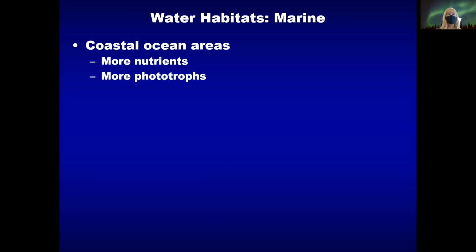So definitely more nutrients. Along the coastal area, you also see high populations of photosynthetic organisms, and just in general, more of everything, because there's just more nutrients. And so they have higher population numbers along the coastlines. And if you looked at any aerial maps, I have an aerial map here.